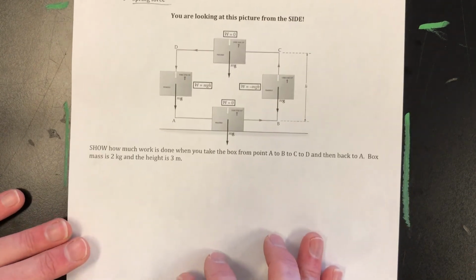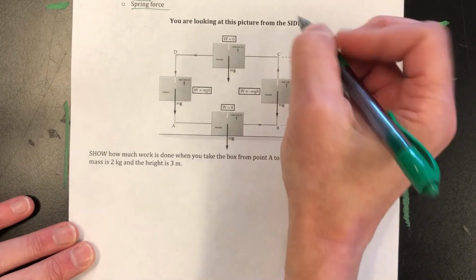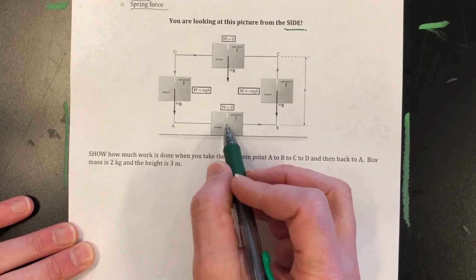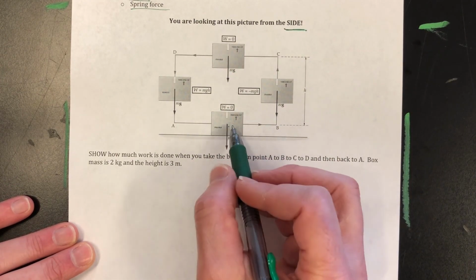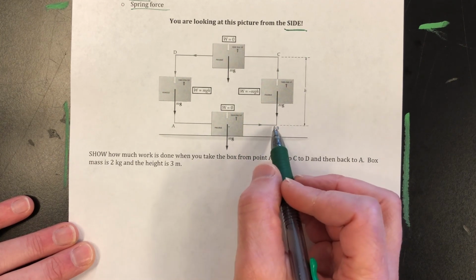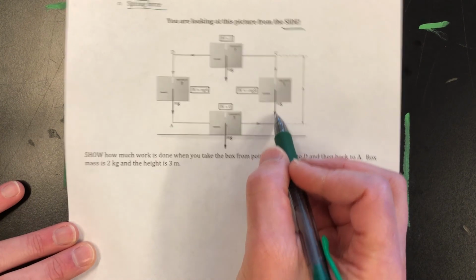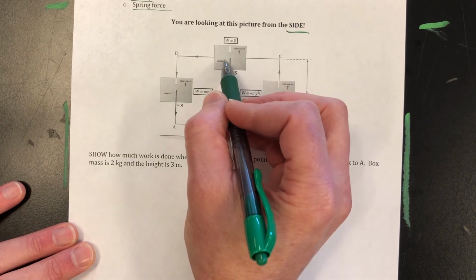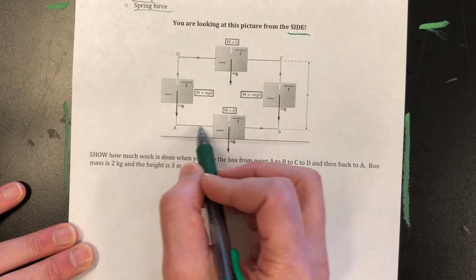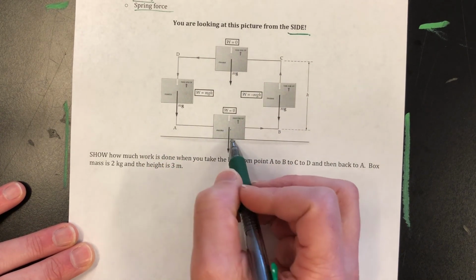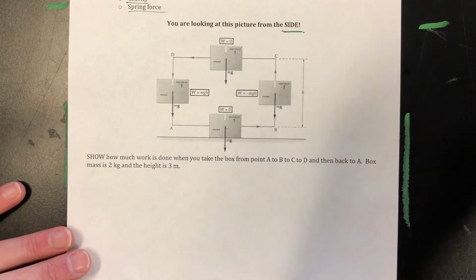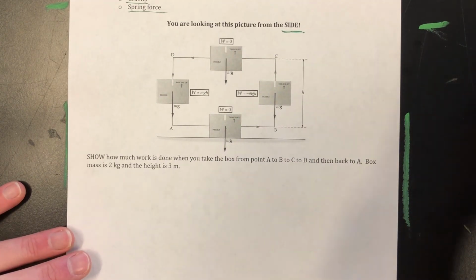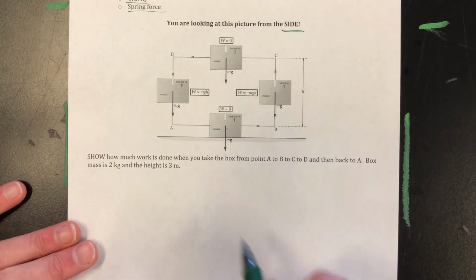If we look at the bottom of this one, we're looking at this picture from the side. So this is a box. It was pushed along, it was picked up just a little bit here. It goes to point B, it's lifted to C, it goes back over here to D, back down to A, and then it's finally set back down where it was here. They want to know how much work is done here.